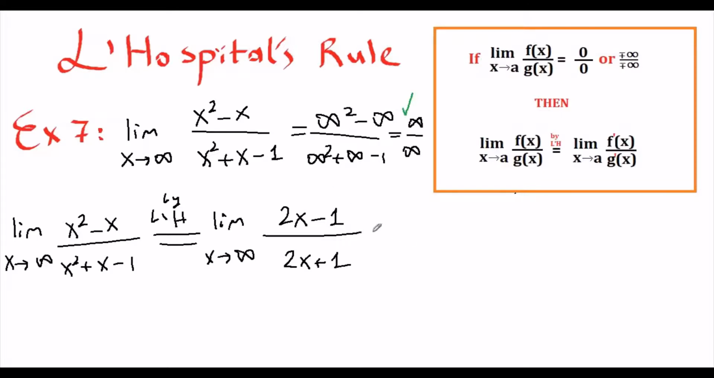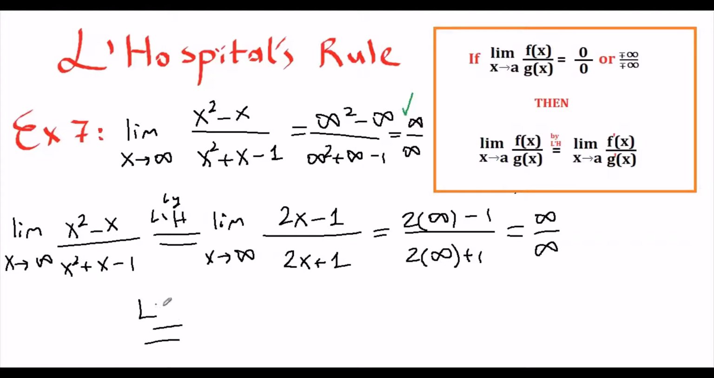Now we plug in infinity again. 2 times infinity minus 1 over 2 times infinity plus 1. This is again infinity over infinity. So we're going to apply L'Hopital one more time. So our original limit is equal to, again by L'Hopital, the derivative of this over the derivative of that. Limit as x is approaching infinity. Derivative of 2x is 2, and derivative of negative 1 is 0. Similarly, 2 and 0. And this ratio is equal to 1, so this original limit is equal to 1.